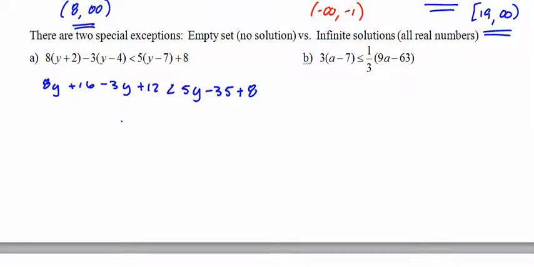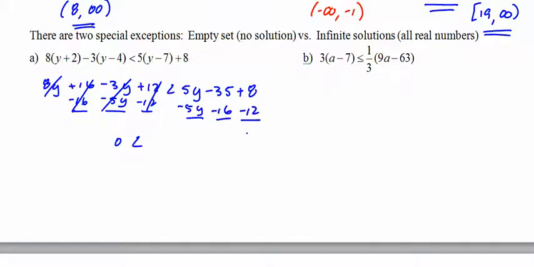5y on this side minus 5y, we get 0. So I was going minus 5y and then combining the heck out of these things by minus 16, minus 16 minus 12, negative 4, some big, huge, ugly, negative 55, I think, number. Who cares? 0 less than negative 55, no solution.